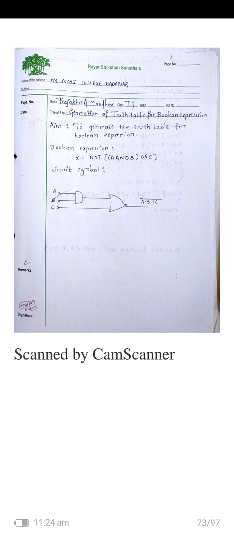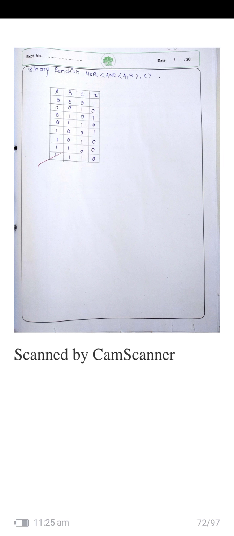Then Verilog programming or Boolean expressions: generation of truth tables, to generate the truth table for the Boolean expressions. Suppose the Boolean expression given here is Z is equal to not A and B or C. There are three inputs A, B and C. A and B is the AND gate, then the OR gate is the addition, that is A and B or C. The formula is A into B plus C. NOT means the complement. This is the formula for the binary functions of the gates, with A, B, C as inputs and Z as the output.